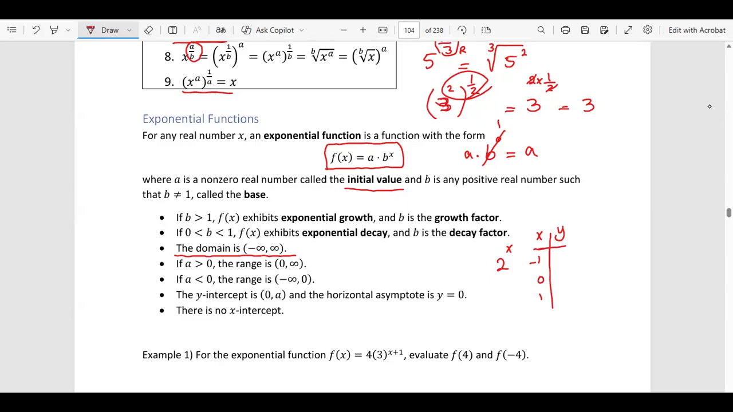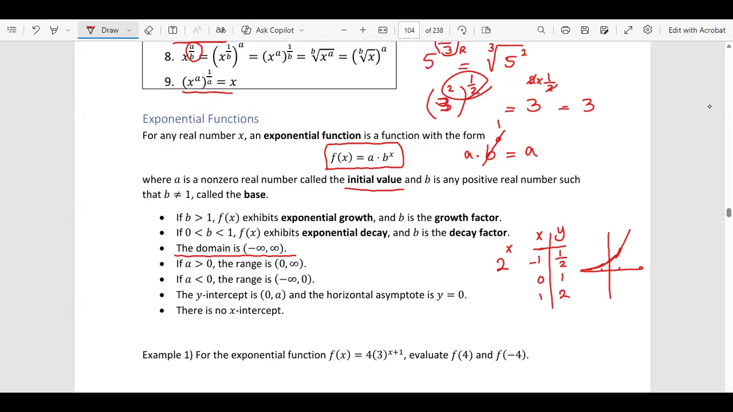If you replace -1, you get 1/2. Replace 0, you will get 1. Replace 1, you get 2. And when you are graphing this one, you will see that the graph never crosses the x-axis. It doesn't have an x-intercept.